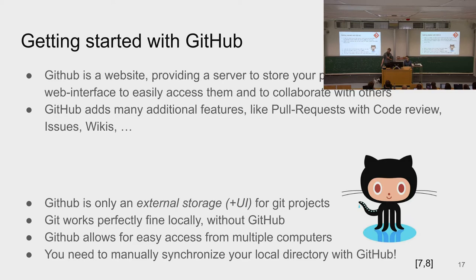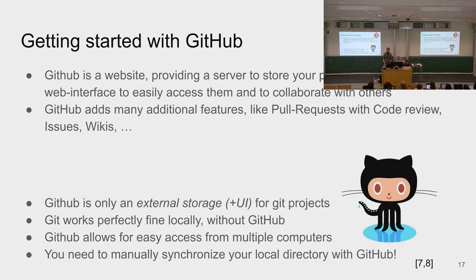So GitHub is a website providing a server to store your projects. GitHub also has a nice web interface to easily access them and collaborate with others. And then GitHub adds many additional features, mainly for collaborating with pull requests, so that you don't simply overwrite code by pushing onto existing repositories, but have to ask somebody to pull your new code. And you can have code reviews.